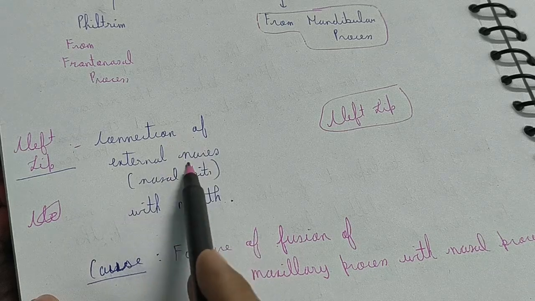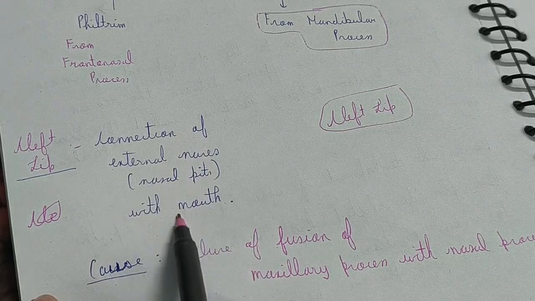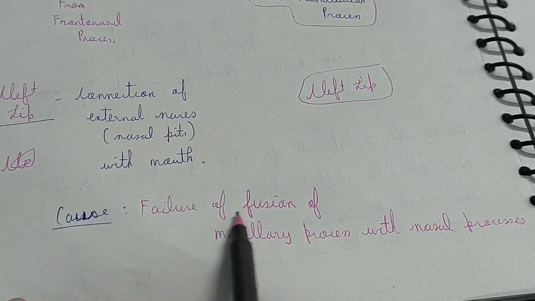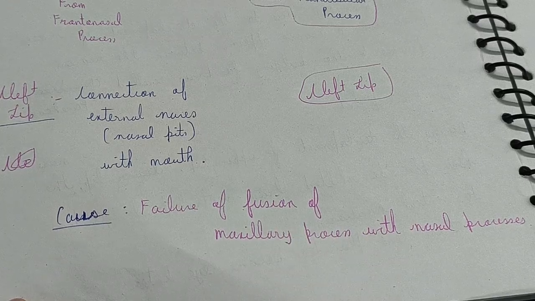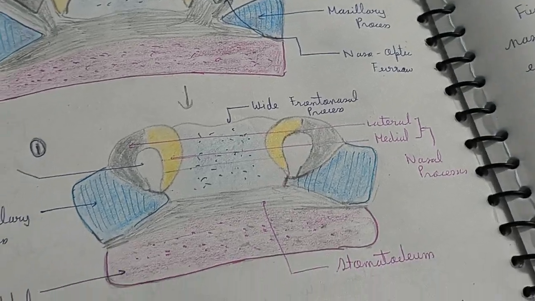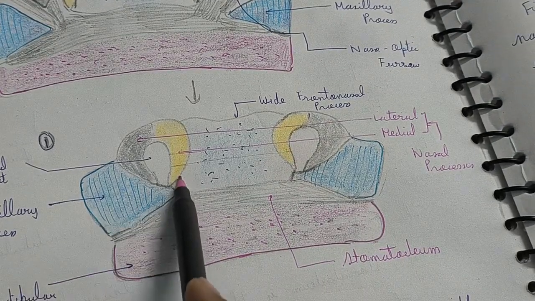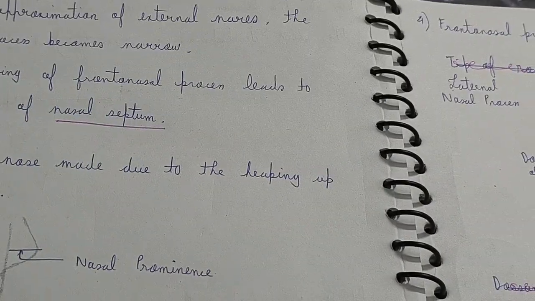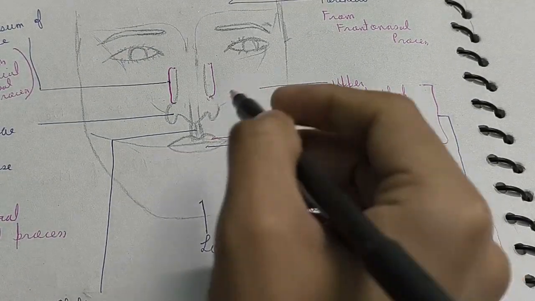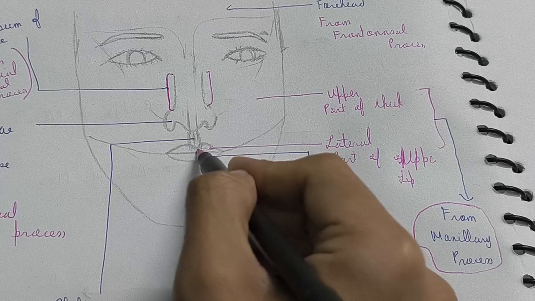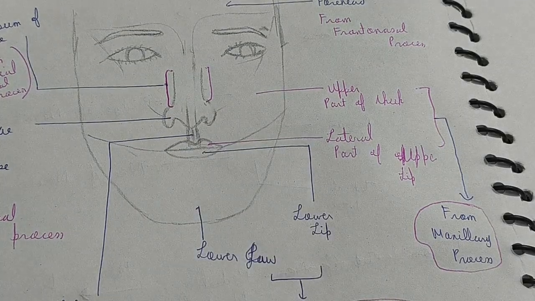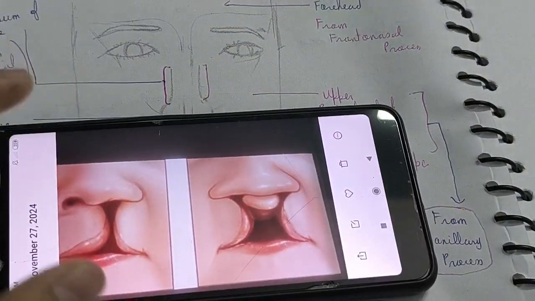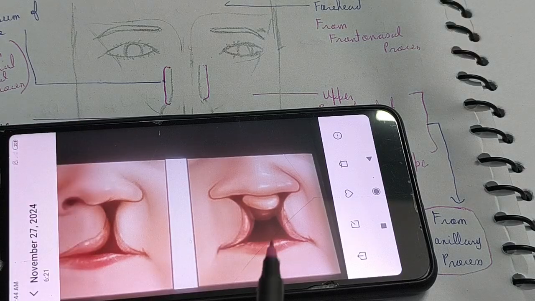Here I have written cleft lip: connection of external nares or nasal pits with the mouth, caused basically by failure of fusion of the maxillary process with the nasal processes. Normally, for normal mouth formation, the maxillary process fuses with these nasal processes. As a result, in our normal face there is no connection between the external nares and the mouth. But here, due to the failure of this fusion process, there is a connection. That's all about the cleft lip.